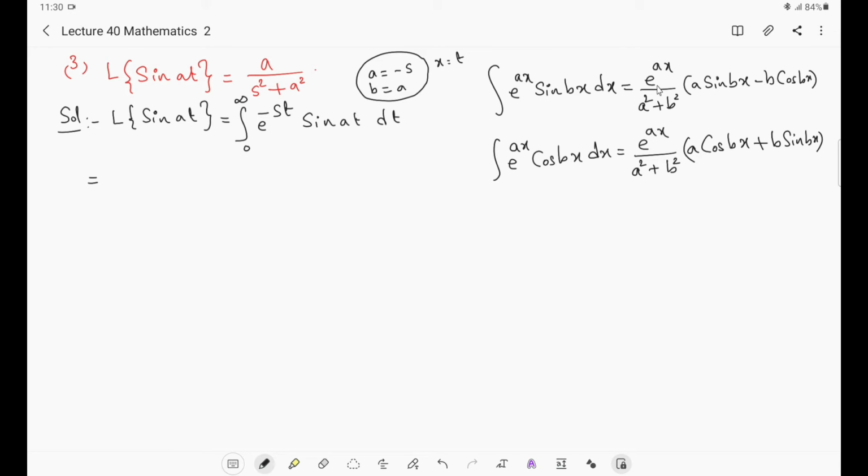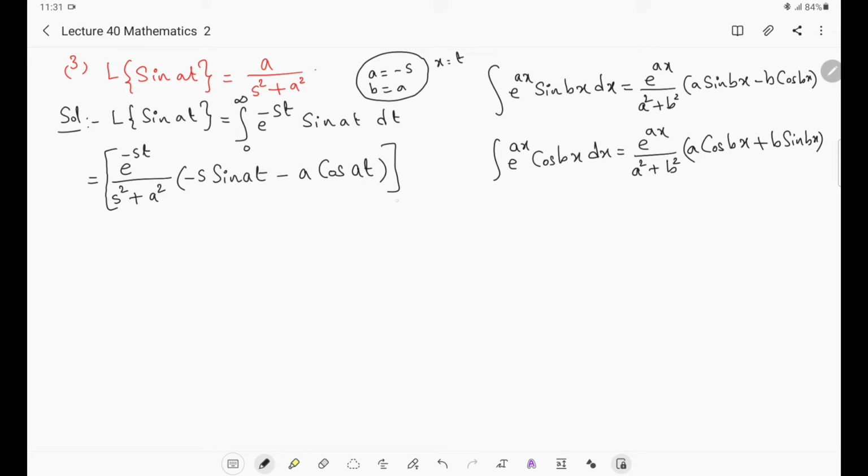The value of this integral is e^(ax)/(a² + b²). So e^(ax) is nothing but e^(-st), divided by a² + b², that is (-s)² + a², which is s² + a². So we have done up to this. Now for the sine part: a sin bx, where a is minus s, sin bx with b as a and x as t, then minus b cos bx, where b is a, x is t. So this is the integration.